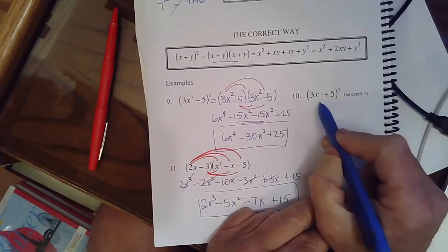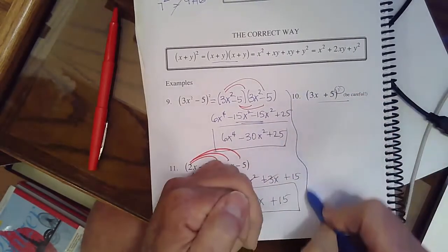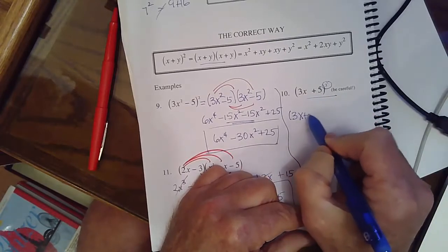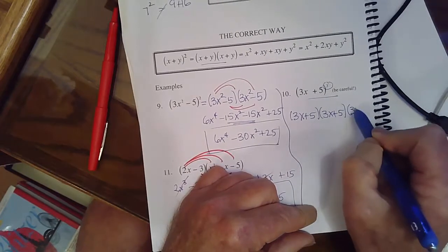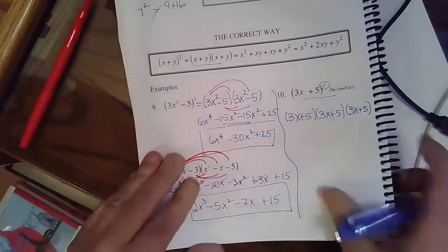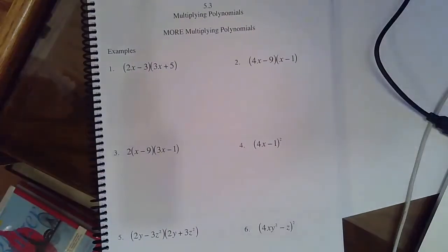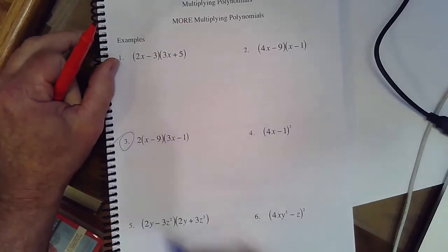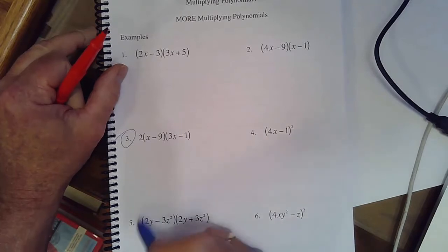This one here, and when I say be careful, you have to write the binomial down 3 times. Now I'm not going to complete it. I'm just going to show you what you need to do. You need to go 3x plus 5, 3x plus 5, and 3x plus 5, and be very careful moving forward on that. Your author probably has an example like that. We've done something like this already, so I think I'm going to do the next one.